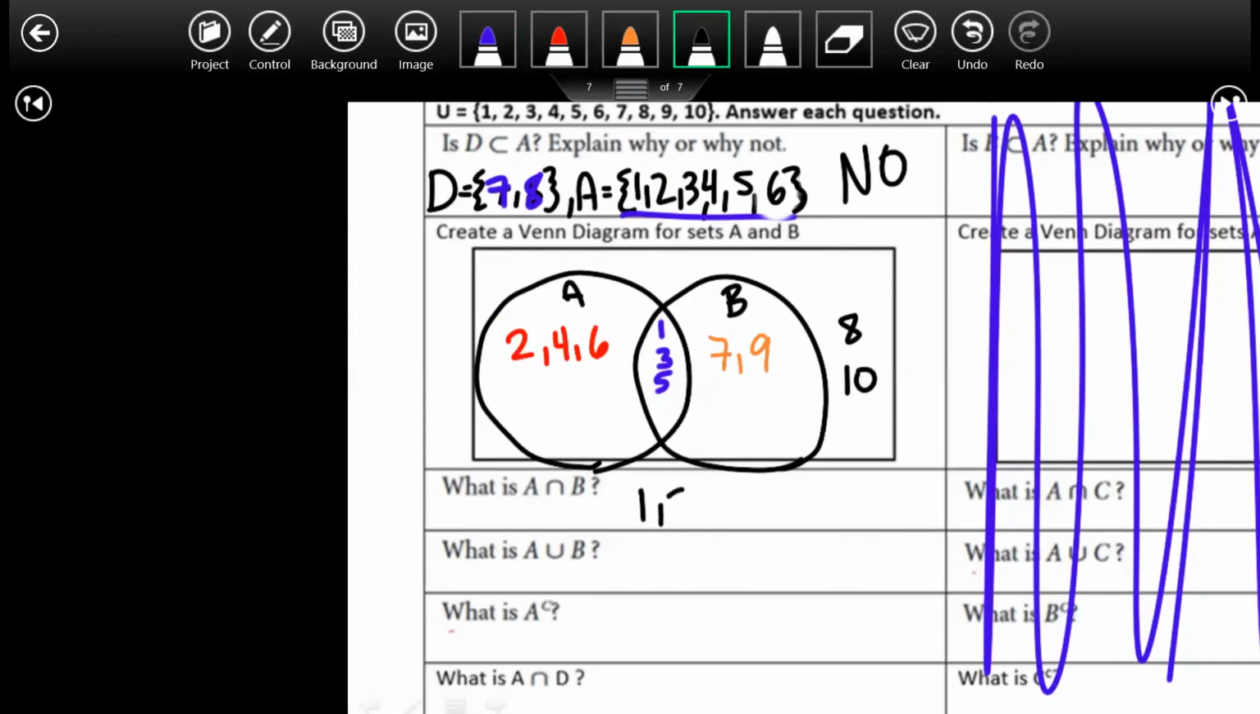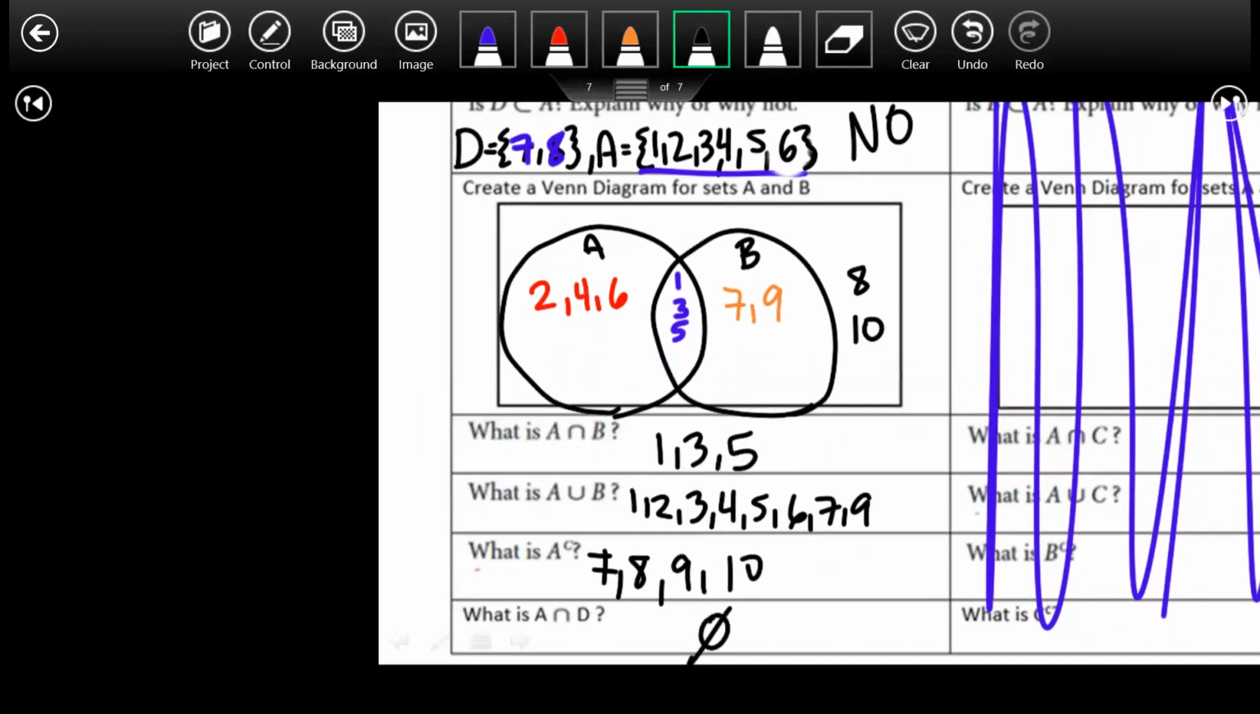Intersection will be 1, 3, and 5. The union, 7, 8, 9. What is not in A? 7, 8, 9, 10.